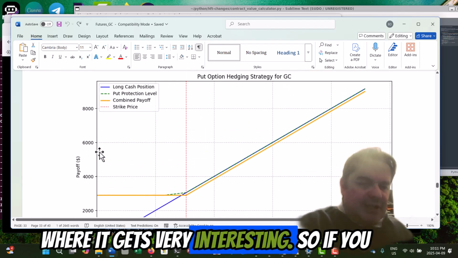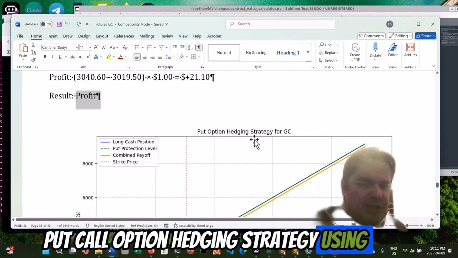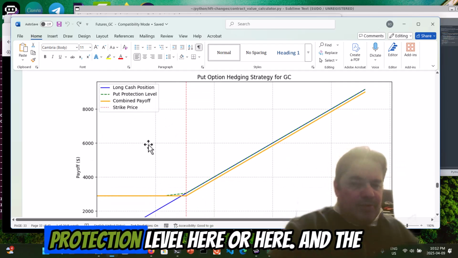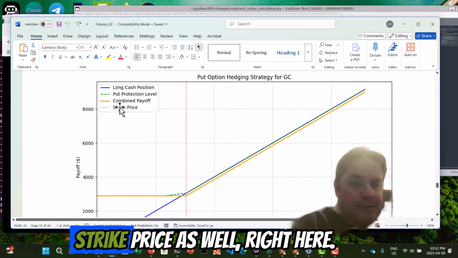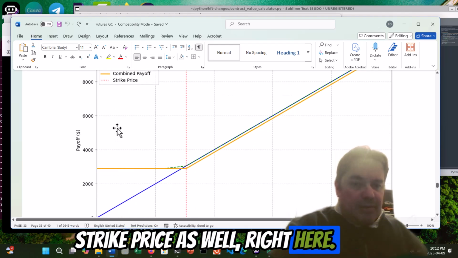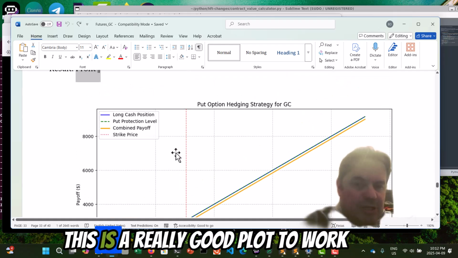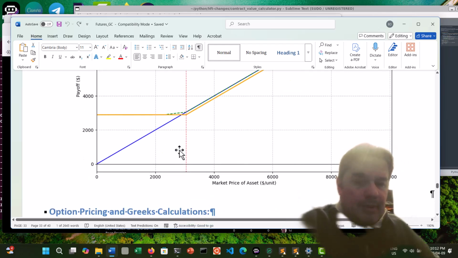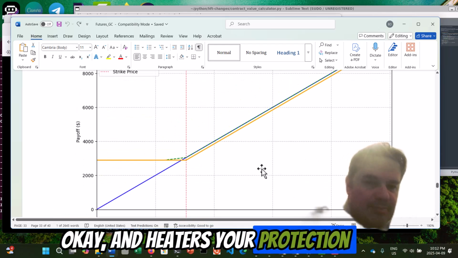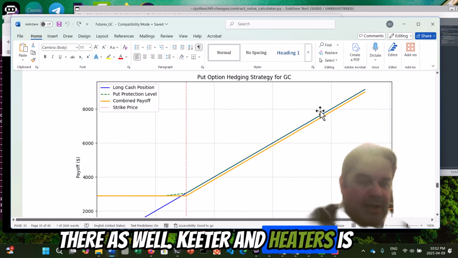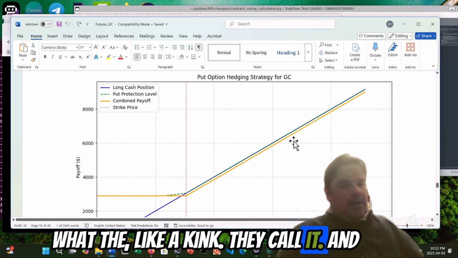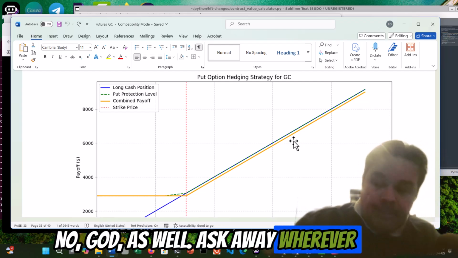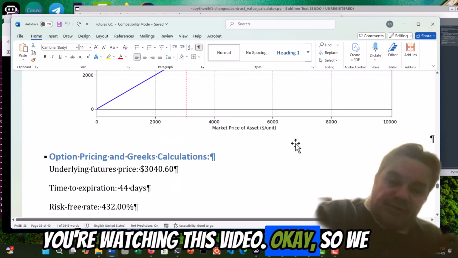So here's where it gets very interesting. If we have a put call option hedging strategy using our plot payoff diagrams, you can see here with our long position, put protection level here or here, and the strike price as well, right here. This is a really good plot to work from. Okay, and here's your protection there as well. Here and here, this is what they call a kink. And again, you'd learn that in the course that I've got as well. Ask away wherever you're watching this video.